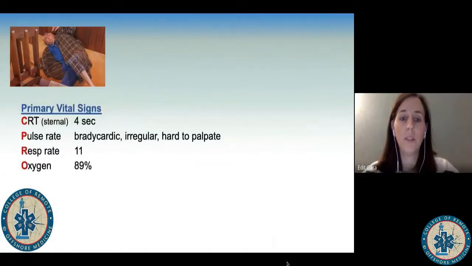You quickly do the primary assessment, the primary vitals. His CRT is 4 seconds. You try to palpate the pulse. It seems really bradycardic. It also feels irregular. In general, it's really hard to palpate, so you are not really sure about the quality of the pulse, but it's definitely hard to palpate and bradycardic. The respiratory rate is 11, and the oxygen saturation is below 90%. So this is what we have so far.